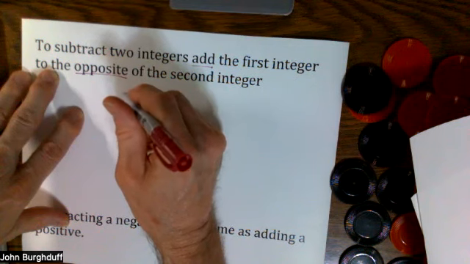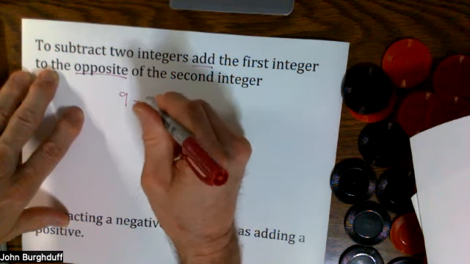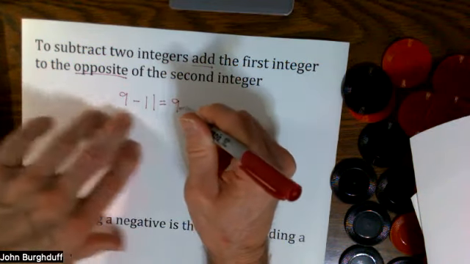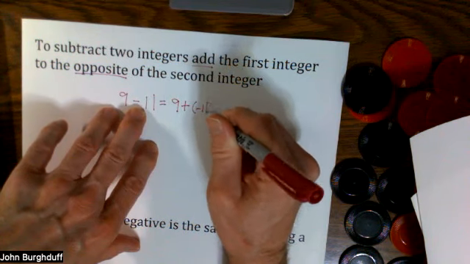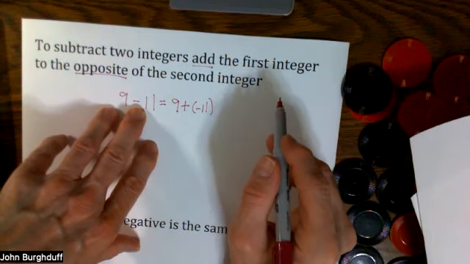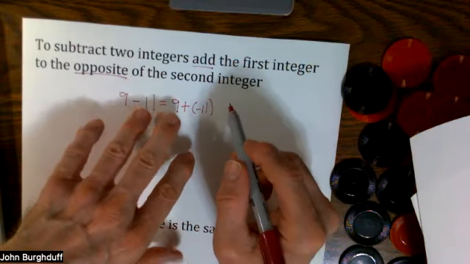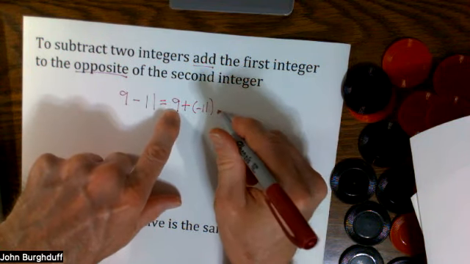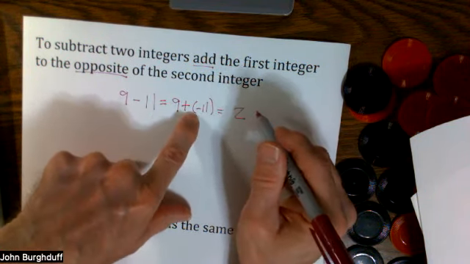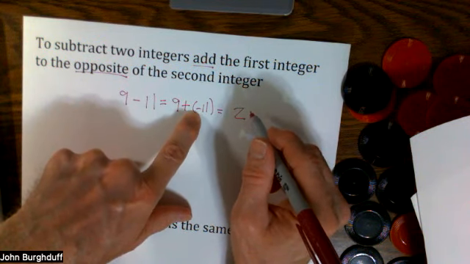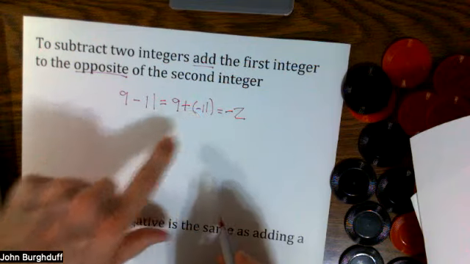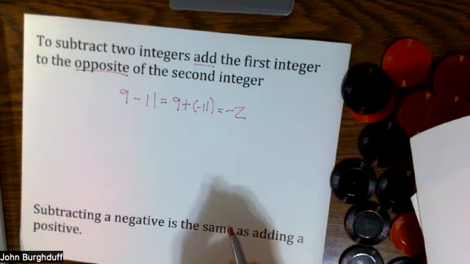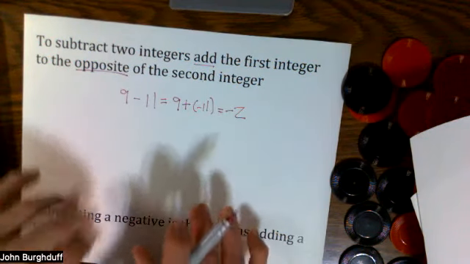So if I have 9 minus 11, I can reinterpret that as 9 plus the opposite of 11, -11. And then I can use my addition rules that say, if the signs are opposite, subtract the absolute values of the two numbers, and give the answer the sign of the number that's larger in absolute value. 9 minus 11 is the same as 9 plus -11, which is -2. I hope that makes sense.